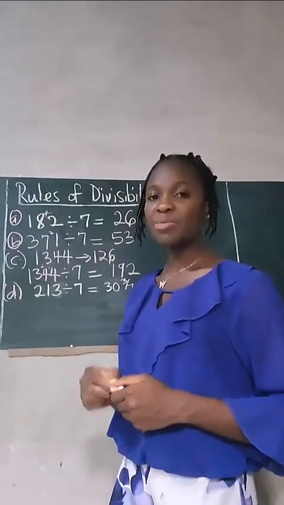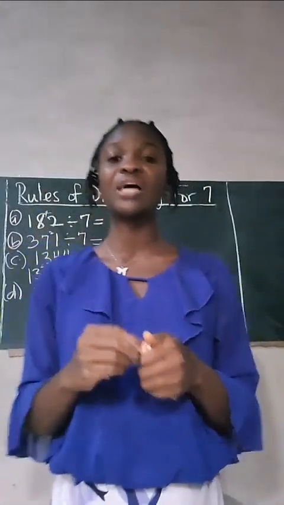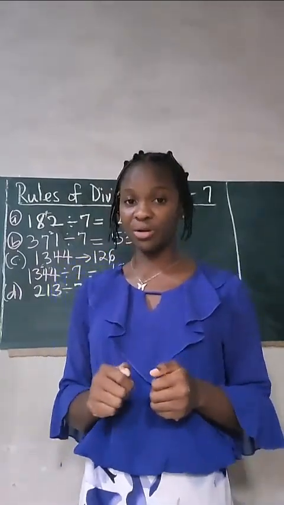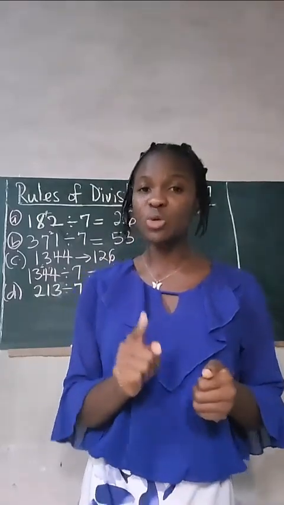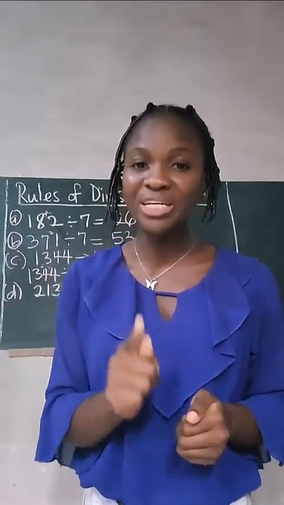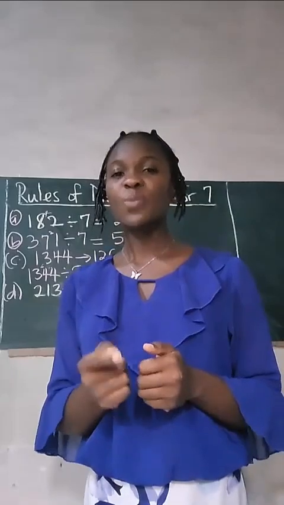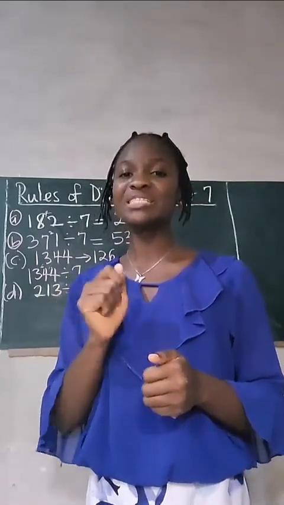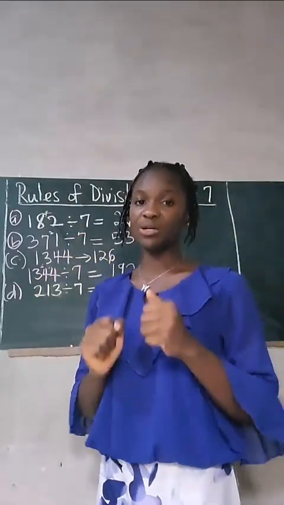So let me repeat that. If you are trying to divide any number by 7 and you want to see if that number is divisible by 7, the first thing you have to do is take the last digit of that number and double it. The result you get, subtract it from the rest of the digits. If the answer is divisible by 7, that means that number as a whole will be divisible by 7.